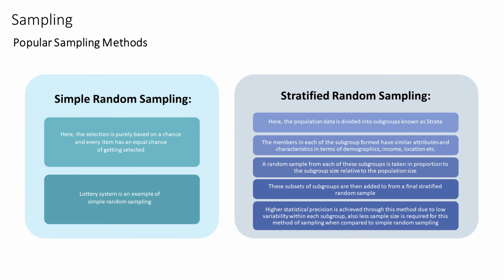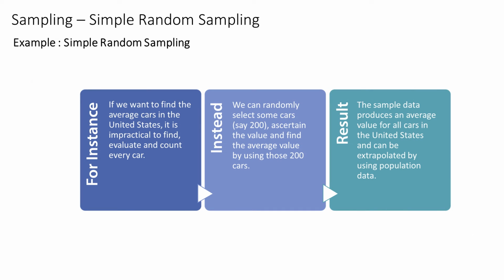Now, let's take a look at the concept and technique of sampling and the two types of sampling used in analytics. One would use a sampling technique when working with large data sets. Simple random sampling is based on chance, and every item in the analytical dataset has an equal chance of selection. A lottery system might be an example of an area of focus for simple random sampling. Another example of this type of sampling might be applied if we wanted to find the average value of all cars in the United States.